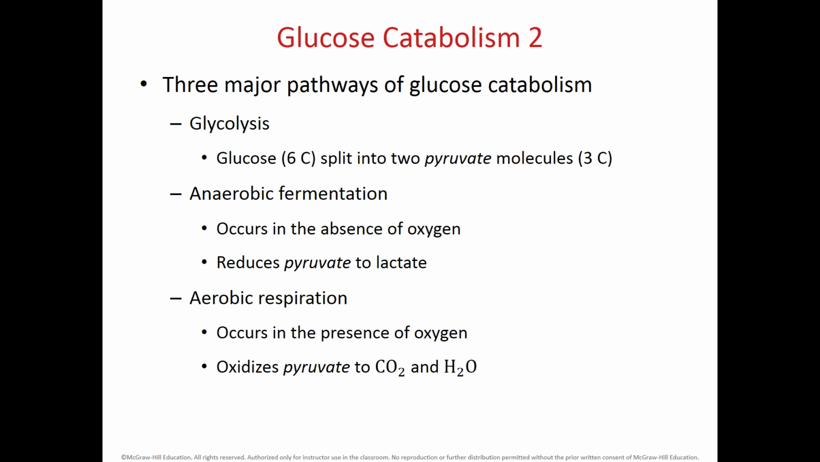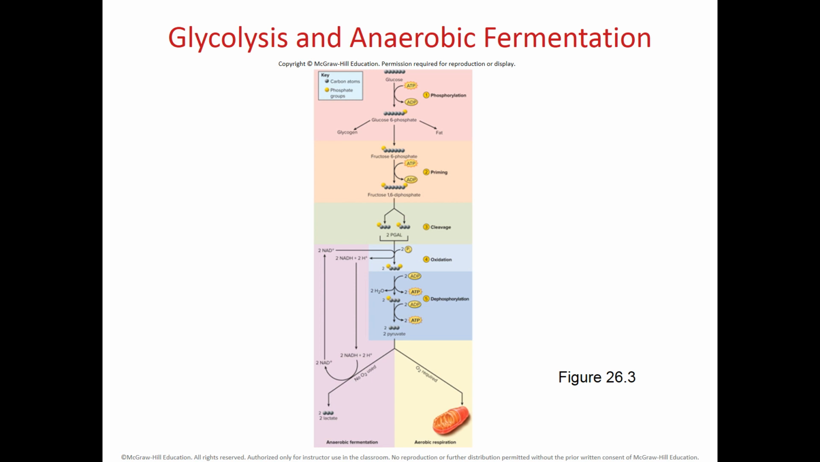Now, anaerobic fermentation is the glucose catabolism under anaerobic conditions, in which you don't have oxygen. In this case, you will reduce pyruvate into lactate. And then in aerobic respiration, in which you use oxygen, you will oxidize pyruvate into CO2 and water. So these are the steps of glycolysis and anaerobic fermentation.